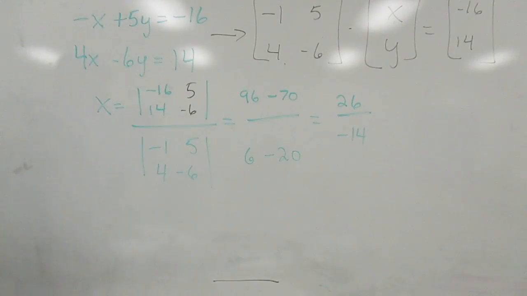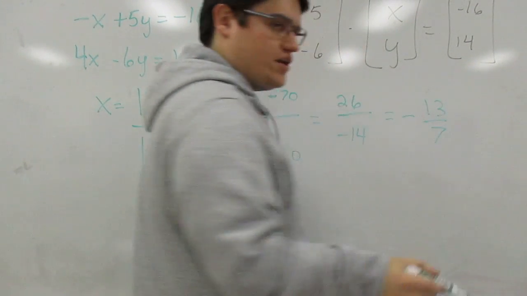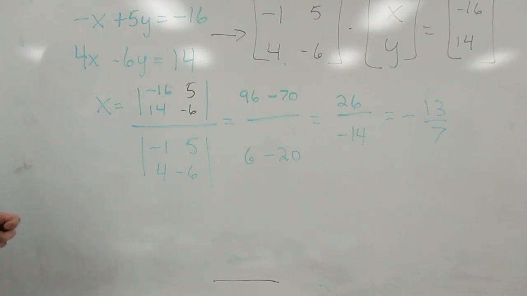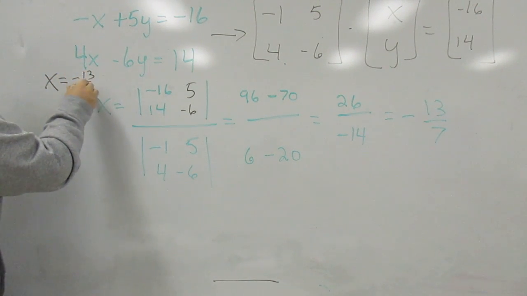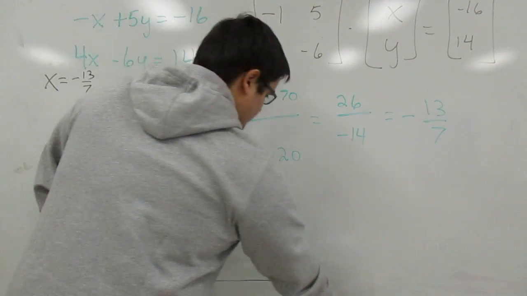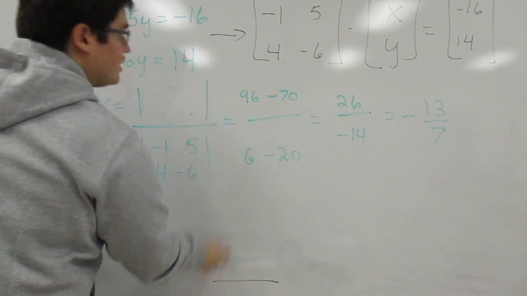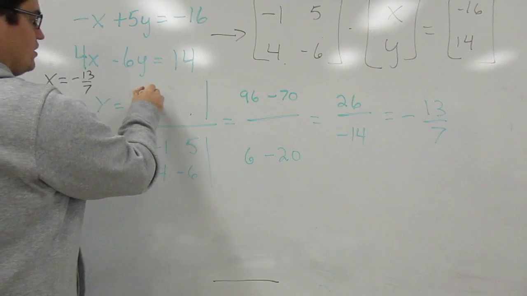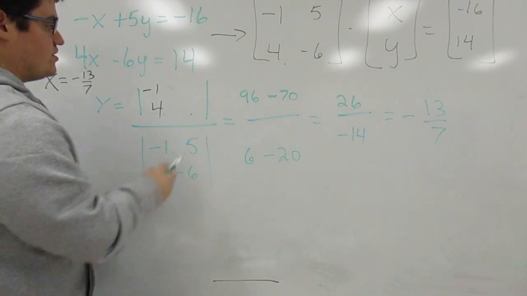Again, the nice thing about this is you get some crazier numbers, but who cares? And that's going to reduce down to a -13. Divide each one by 2. Okay? So that's what we should have got for x. So keep it over here. X equals -13 over 7. Now for y, not much changes. Now we're just going to keep the x column the same this time. -1 and 4. And now we replace your y column with the answers.